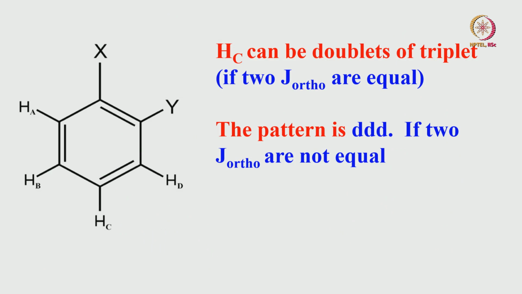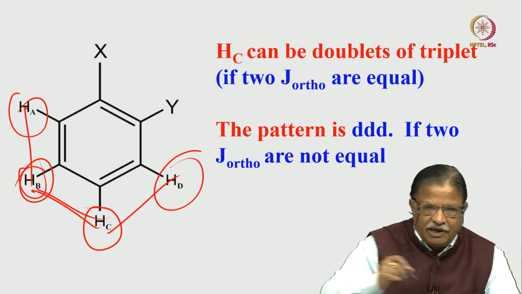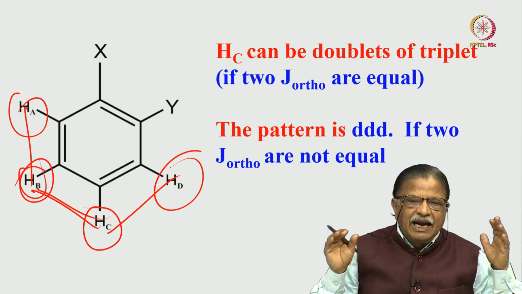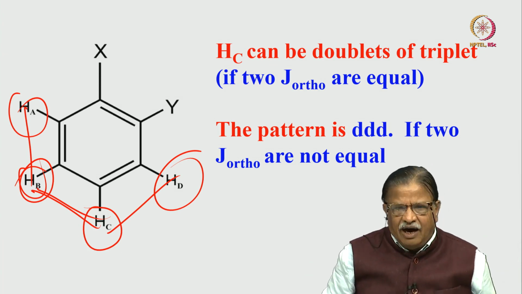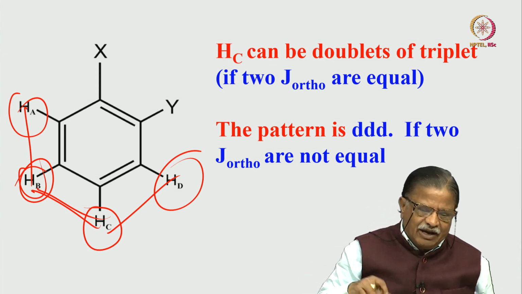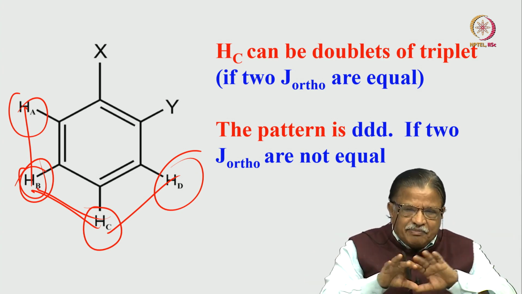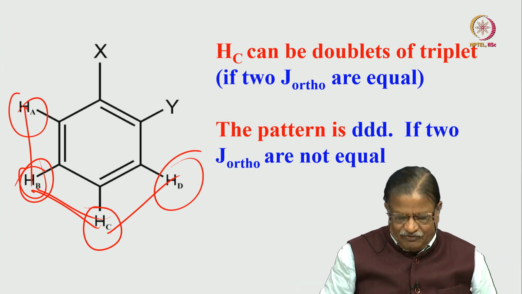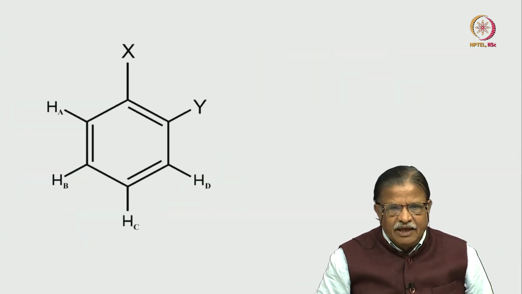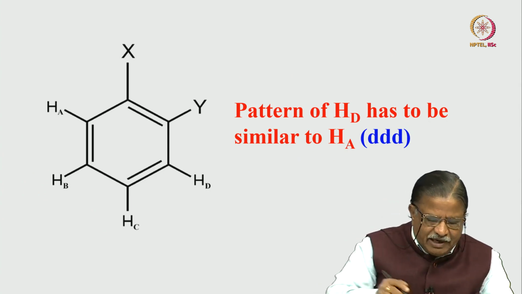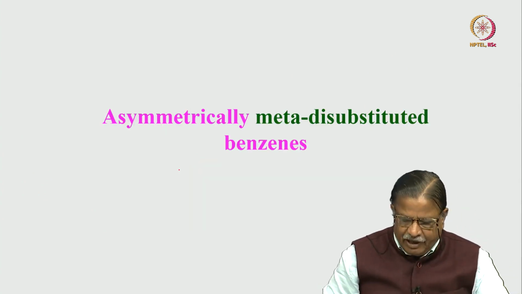And of course, what happens to HC and HB? HC can be a doublet of triplets if the two ortho couplings are equal, because HC can experience two ortho couplings and one meta coupling. Similarly, HB experiences two ortho couplings and one meta coupling. The pattern for both of them could be DDD, doublet of doublet of doublets, or if the two ortho couplings are equal, again you are going to get a triplet of doublets. That is what we are going to get. Only the appearance of the pattern will be different because the coupling strengths are different. That is what it is. So we got the pattern similarly for HD, of course, where we should get an 8-line pattern.